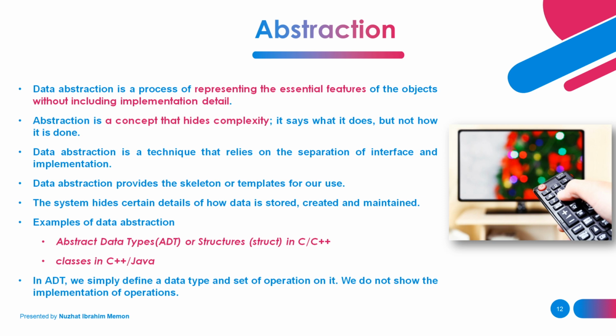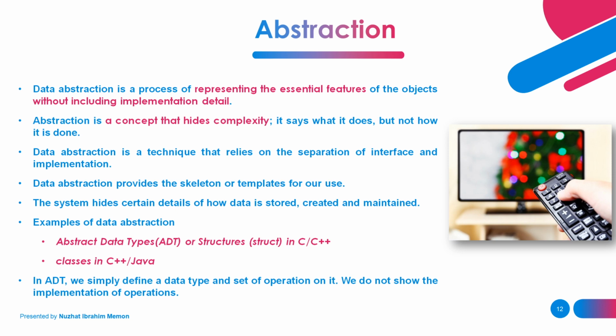Abstraction is the concept that hides complexity. It says what it does, but not how it is done. Data abstraction is a technique that relies on the separation of interface and implementation. Here, the user gets a good interface so they can interact with the system, but they will not get any implementation details. That implementation detail is hidden from the user. Data abstraction provides only the skeleton or template for our use. The system hides certain details of how the data is stored, created, and maintained.